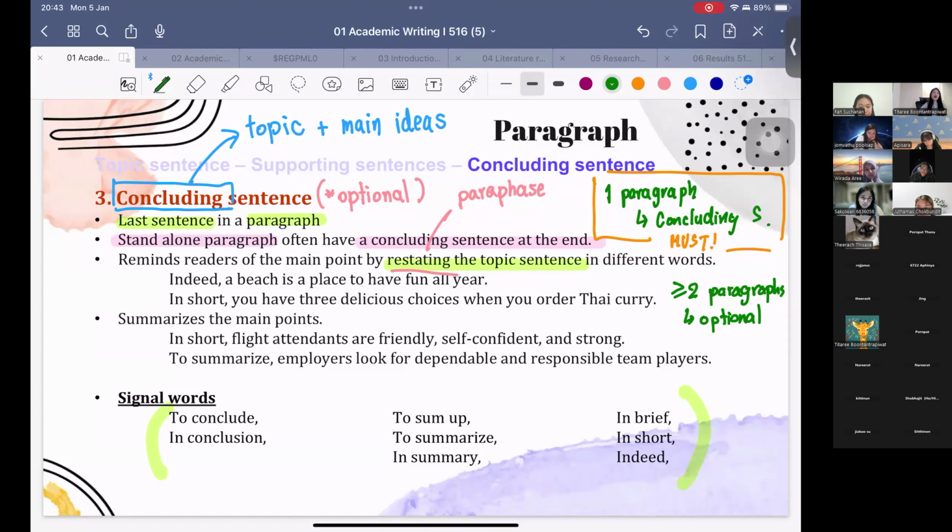Or if you have more than 2 paragraphs, they might somehow relate to each other. That's why sometimes it's okay not to write a concluding sentence. Normally, when you write more than 2 paragraphs, you often have a conclusion paragraph. That's why the concluding sentence can be ignored. You can choose not to write it. It's okay not to have a concluding sentence.